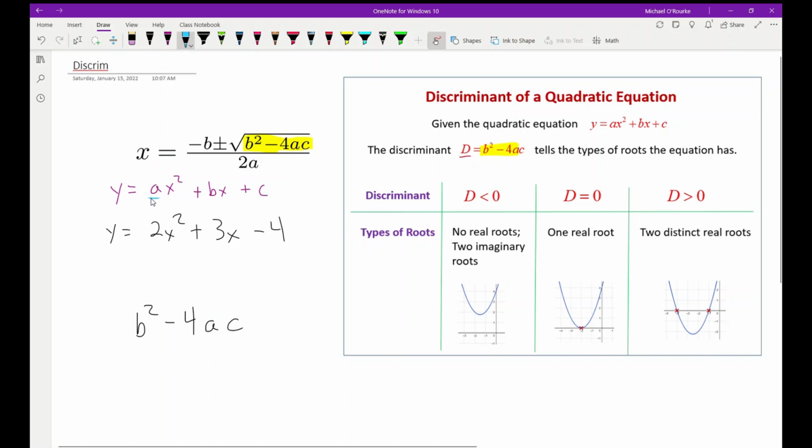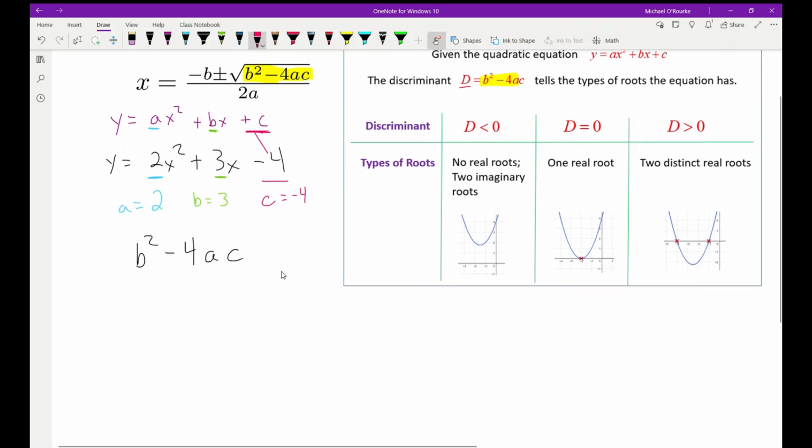So a is the number, or the coefficient in front of the x squared. So in this case, the a is 2. The b is the coefficient in front of the x. In this case, the b is 3. And lastly, the c is the constant. So in this case, my constant is c equals negative 4. So now we know what our a, b, and c values are. We plug it into the equation.